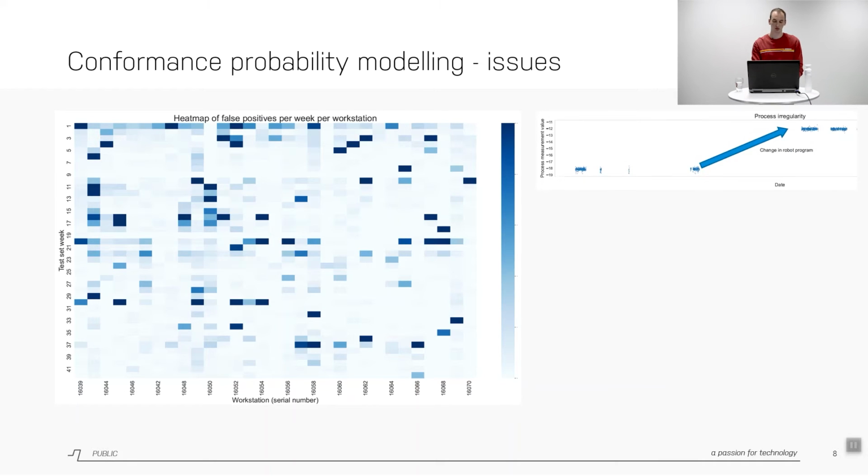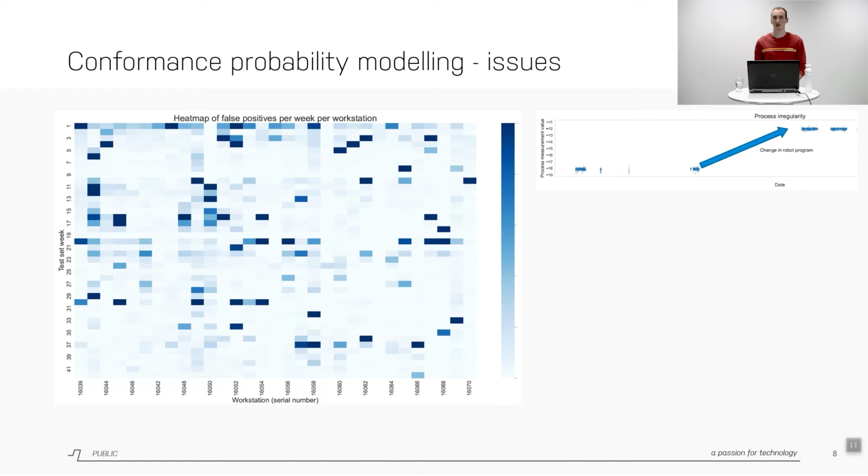These failures were due to process irregularities. So if the process changed, for instance robot programs are changed or physical grippers are changed, the mean of a measurement value can change, and then the model assigns all these products as non-conforming. This is actually what the model should do, but as these are intended changes, this is not desired.